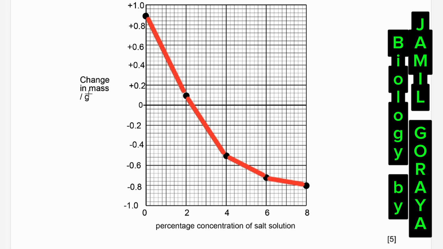First mark was for labeling the axis. Second is for the linear scale on x and y axis. Third is plotting the positive points. Fourth is plotting the negative points. And fifth mark is for joining all the dots with others with ruled lines.